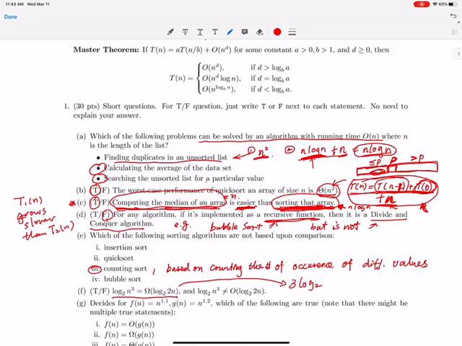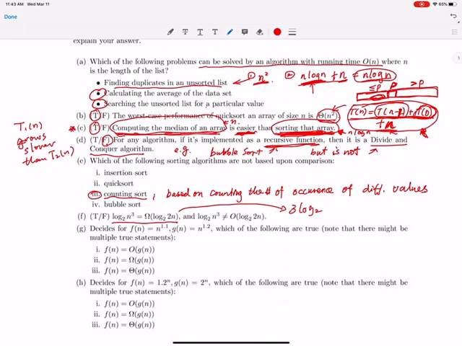Problem number E, which of the following sorting algorithms are not based upon comparison? Counting sort, right? So this is a solution. I would not spend too much time.